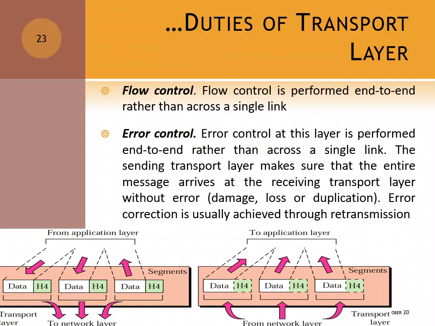Okay, another two more duties for transport layer. Sama macam data link layer, dia juga handle flow control and error control. Okay, so error control in the transport layer, sending transport layer make sure that the entire message arrive at the receiving transport layer without error. Maksudnya tanpa sebarang kerosakan, loss or duplication. Okay, so error correction is usually achieved through retransmission.